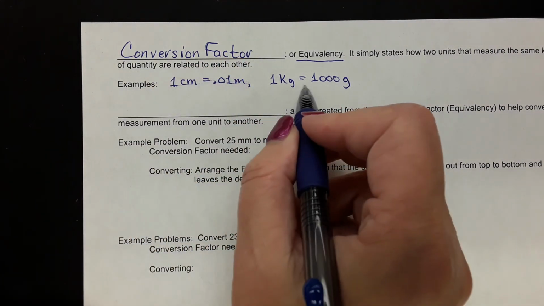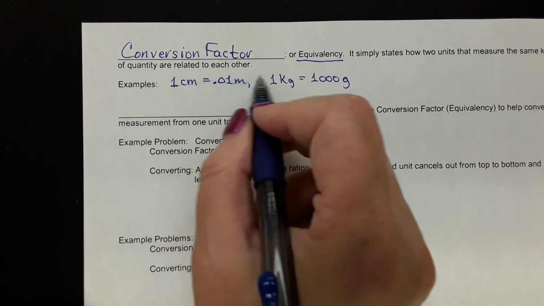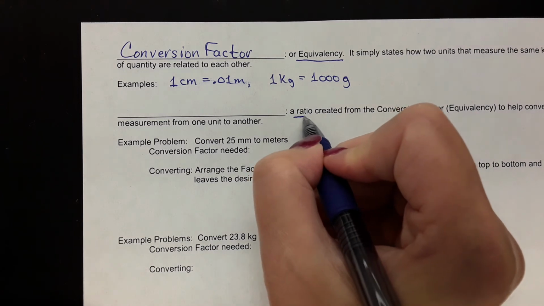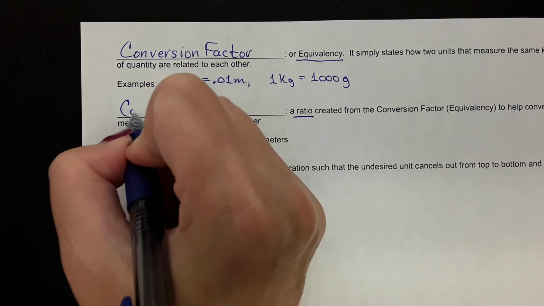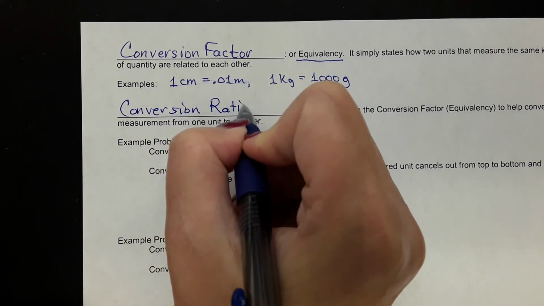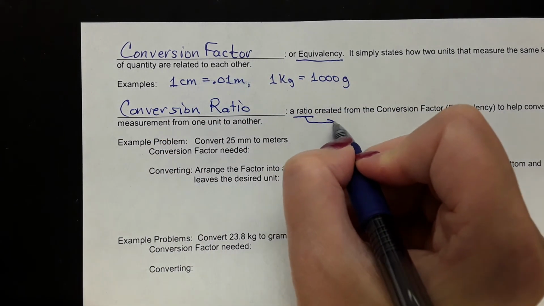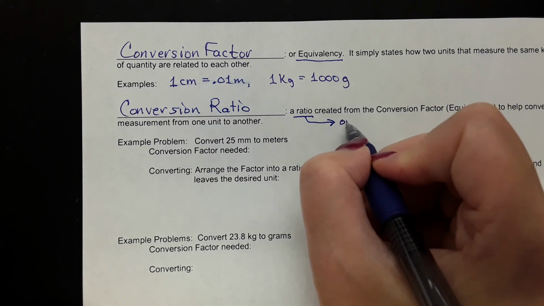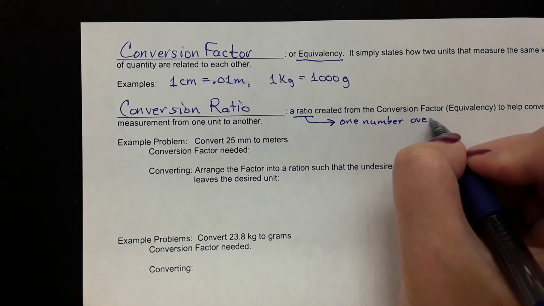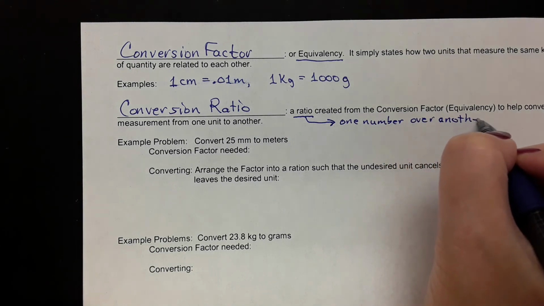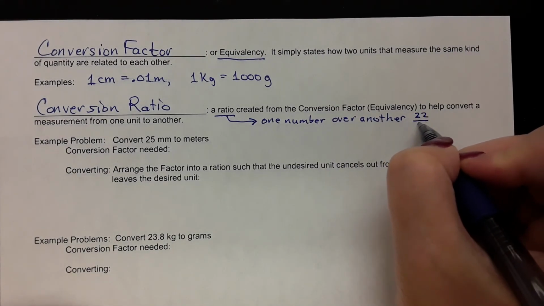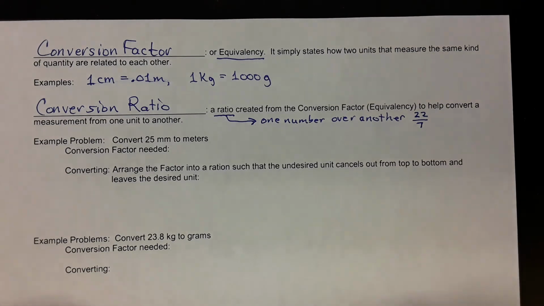Now, what are we going to do with those? Once you know what conversion factor you're going to use, you have to turn it into a ratio. It's called a conversion ratio. Now, do you all remember what a ratio is from math? A ratio is simply one number over another. Like 22/7. Okay? That's a ratio.